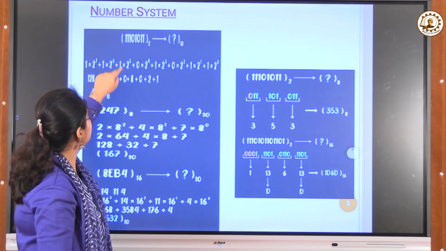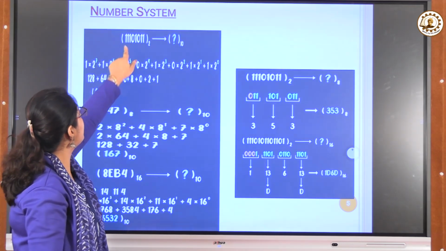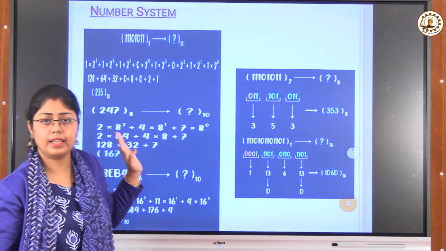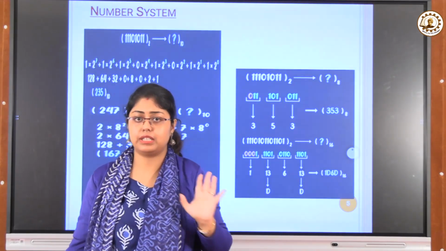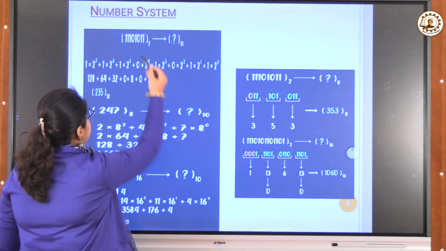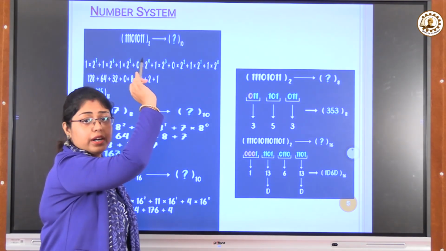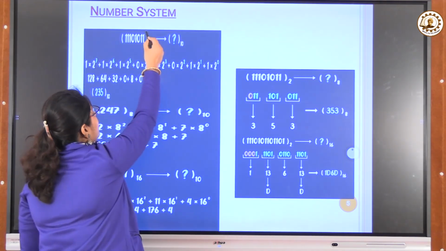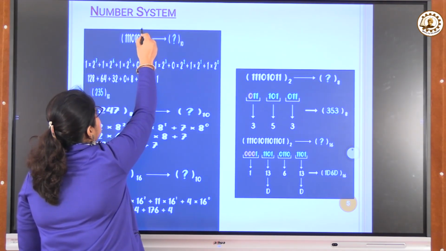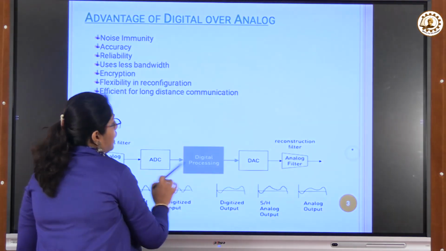2 to the power 5 into 1, 2 to the power 6 into 1, 2 to the power 7 into 1. So it is a 7-bit number. Okay, this is actually 8. 1, 2, 3, 4, 5, 6, 7, 8. 8-bit number. But as we are starting from 0, here we have to weight it like 0, 1, 2, 3 and so on.